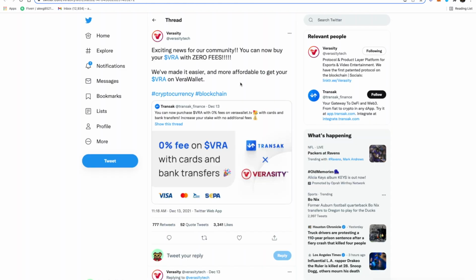The other thing I would note, very small piece of news, but definitely noteworthy. They're starting to expand their ties in terms of how people can buy VRA. At least up until this point, it's been KuCoin mainly, and then transferring to a MetaMask or staking on Vera wallet. But now they have a partnership with Transact to have 0 fees when purchasing VRA. So it's just another way to knock down those barriers to be able to purchase the coin, which we love to see.